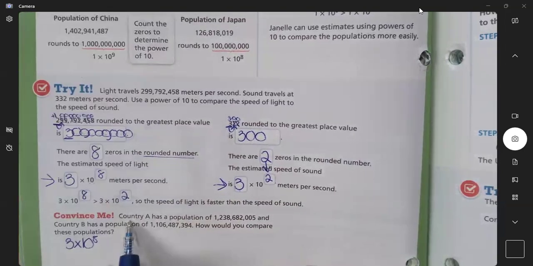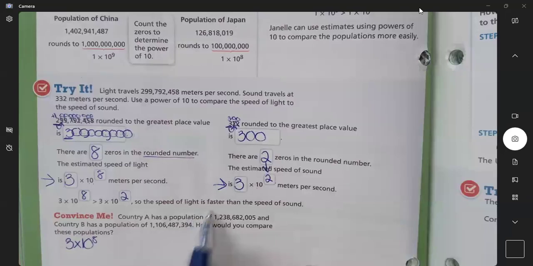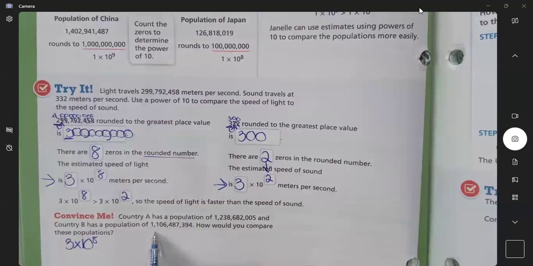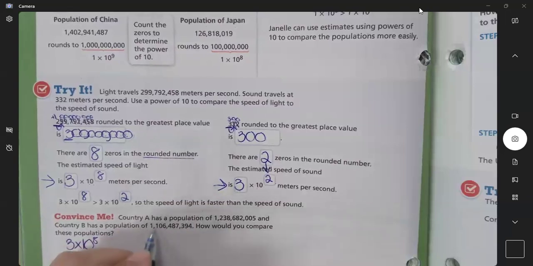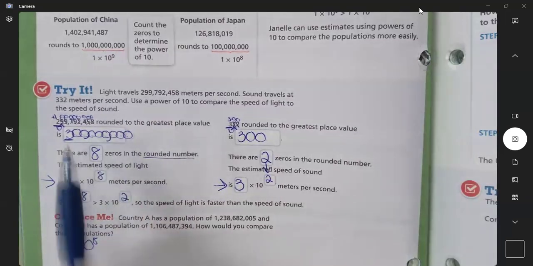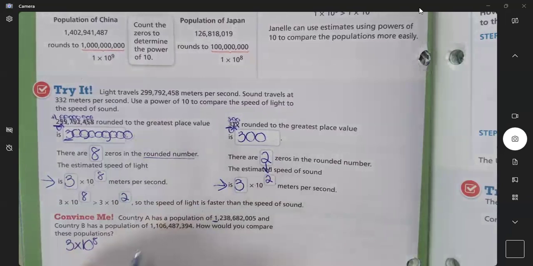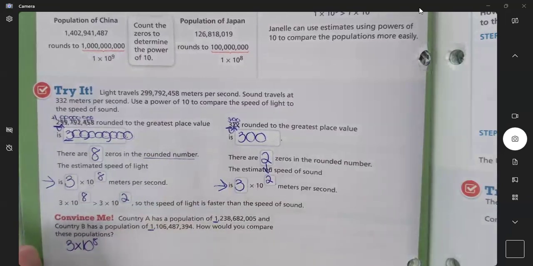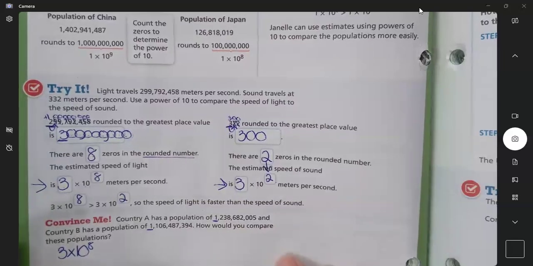The convince me is a good one because these are big numbers that are a little bit easier to just see. So if you wanted to compare them, essentially you could just go, oh, 1, 1, 1, 2, this one's bigger. But if they wanted you to compare them in scientific notation, estimating, again, you would just round, count the zeros, and then you could go ahead and compare using those exponents.